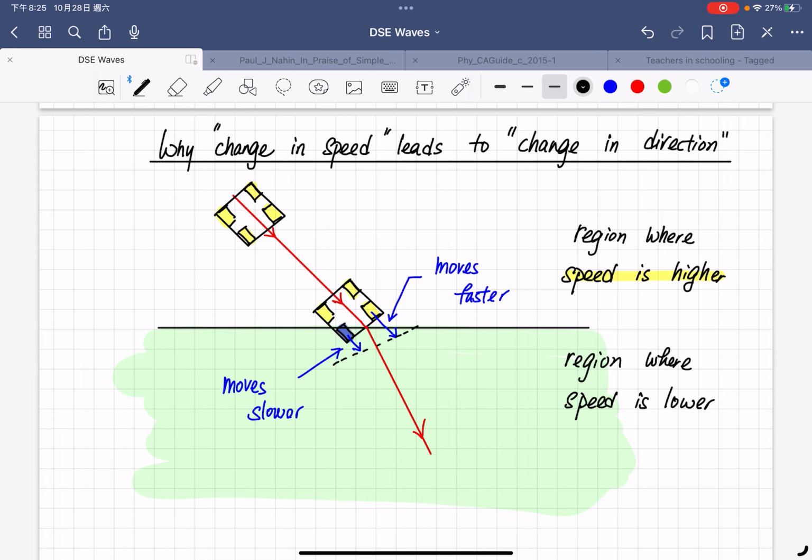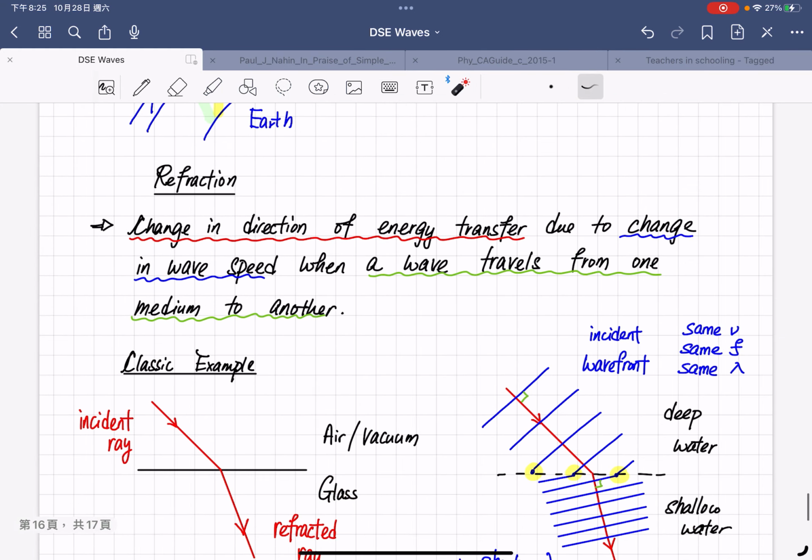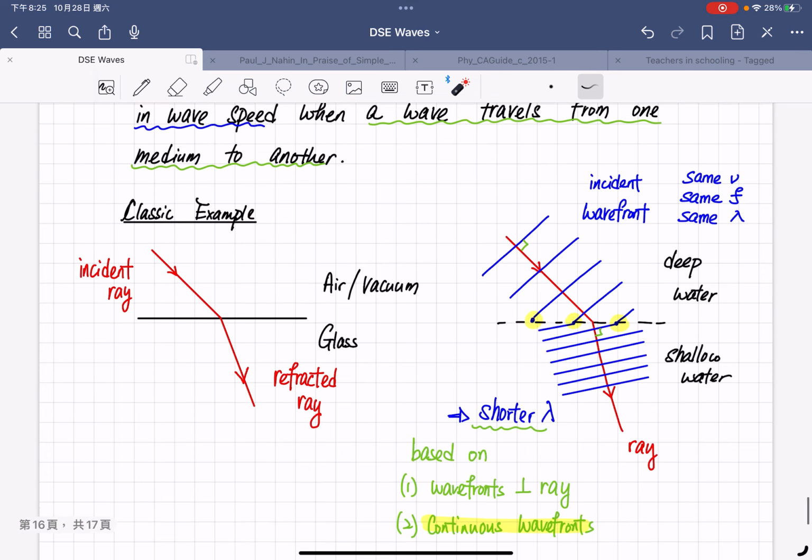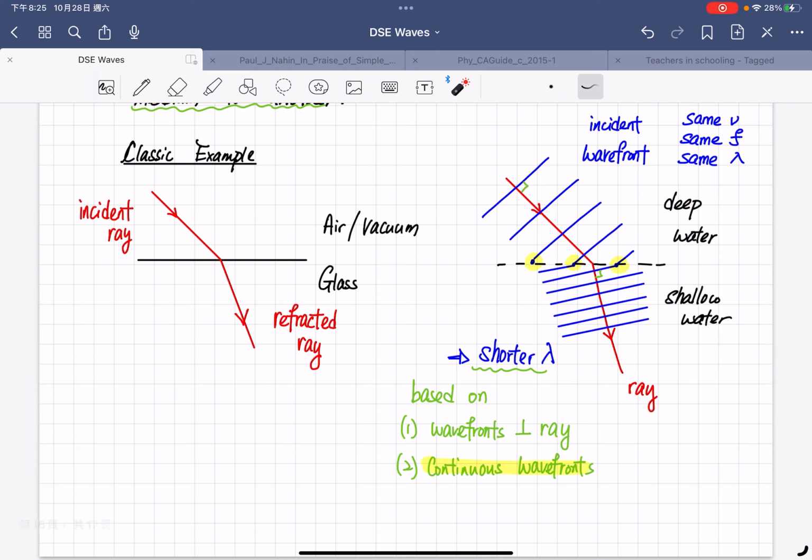Okay, now we have introduced the term. Now I hope you are convinced that the change in wave speed can lead to a change in energy transfer direction. And using rays, the representation is simple. You just see the ray kind of broken when it crosses the boundary. But using wavefronts is a little bit more sophisticated. The rule to keep in mind is just to put the wavefronts perpendicular to the ray.